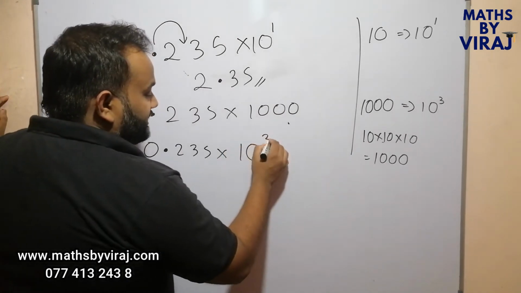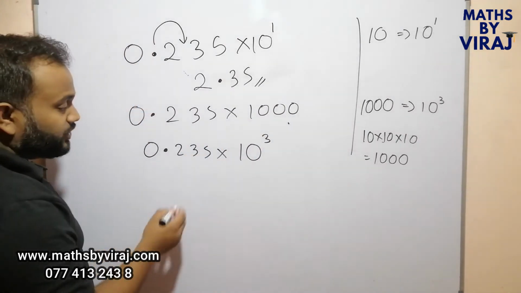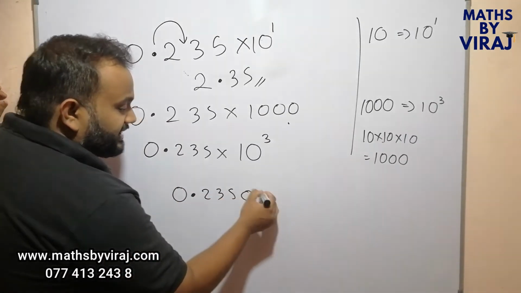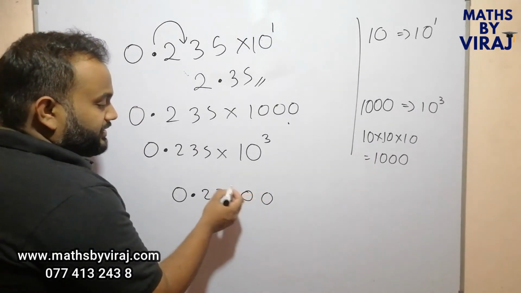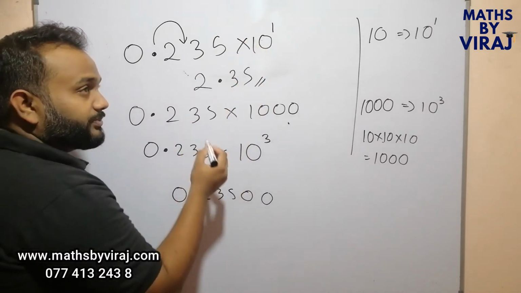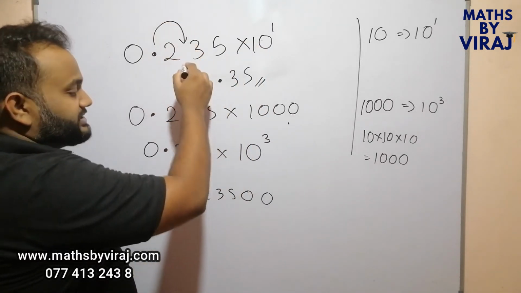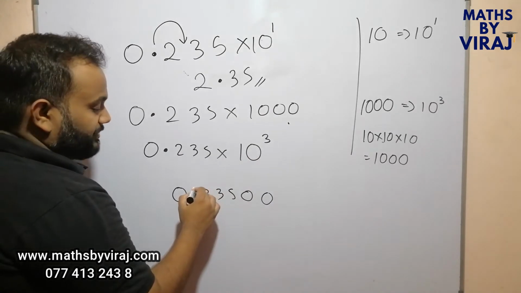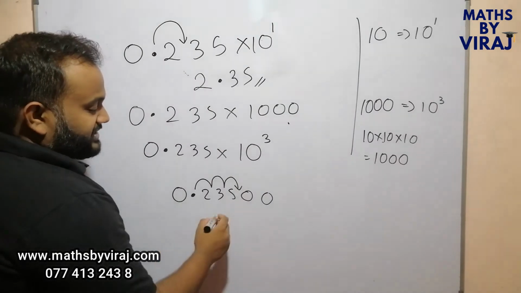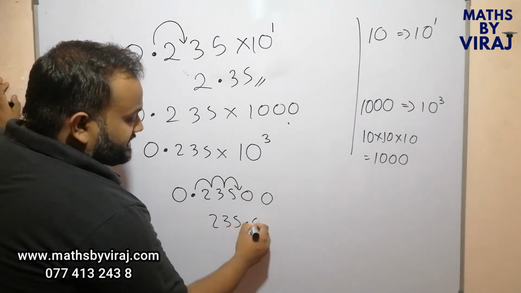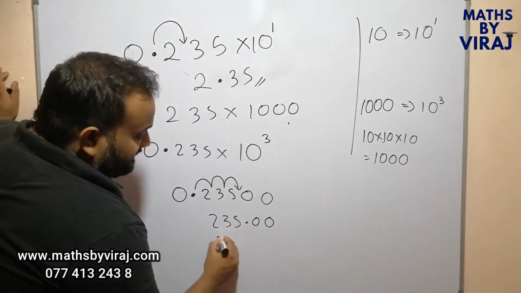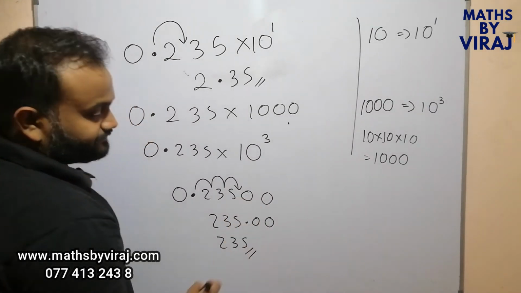In this particular instance, you can rewrite the whole sum where 1000 is written as a power of 10, which is 10 to the power 3. Look what happens. Let me write this and put a couple of zeros at the end. Here it is being multiplied by 10 to the power 3, whereas before it was multiplied by 10 to the power 1, and the decimal point jumped only once. In this case, the decimal point would jump how many times? 1, 2, 3. So the final answer is 235.00. Since these are zeros after the decimal point, we just leave it as 235.